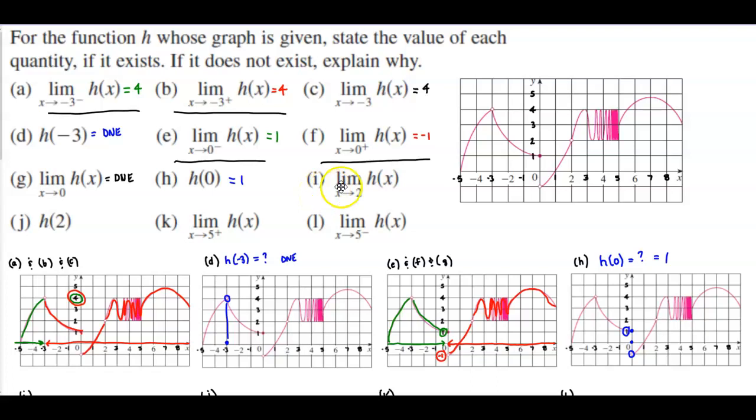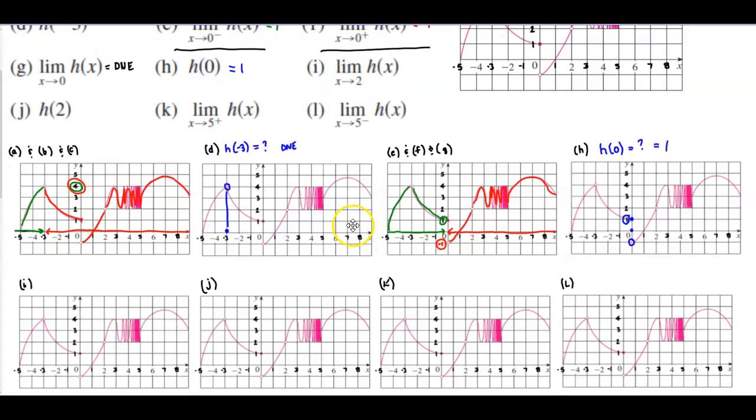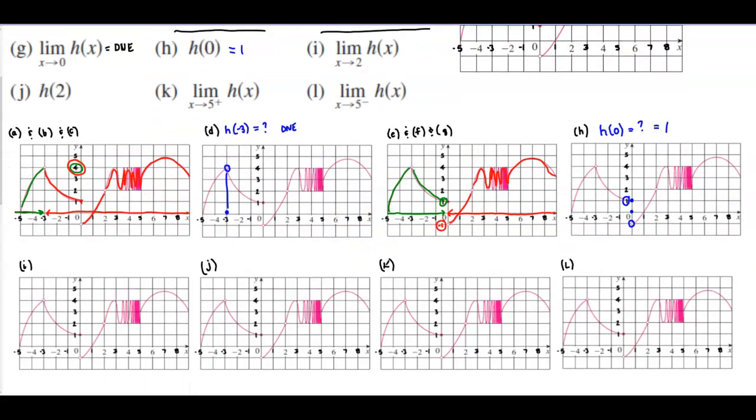Okay, now for I, we want to find the limit of the function h of x as x is approaching 2. So that means there's 3 parts to this. We first need to find the limit as x is approaching 2 from the left of the function. So let's go ahead and do that. As we are approaching 2 from the left, the function goes up here, goes down here, and it stops up here at 2.